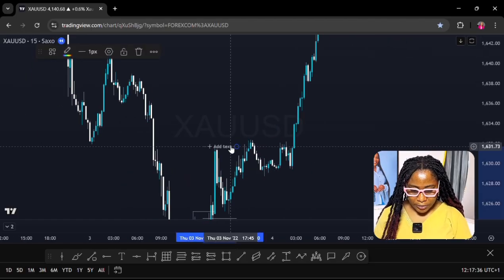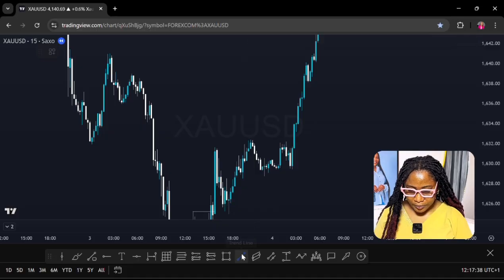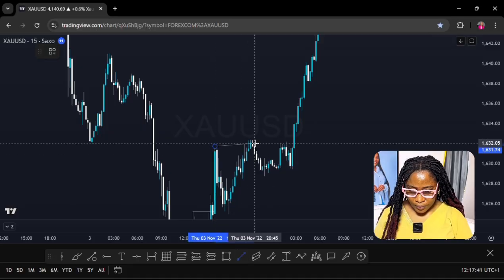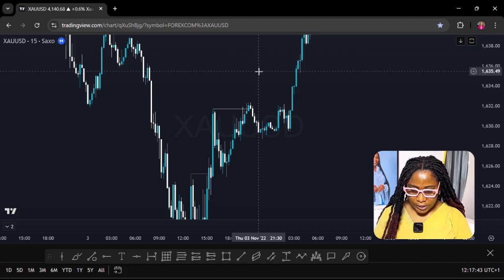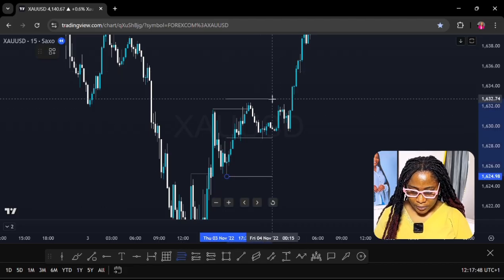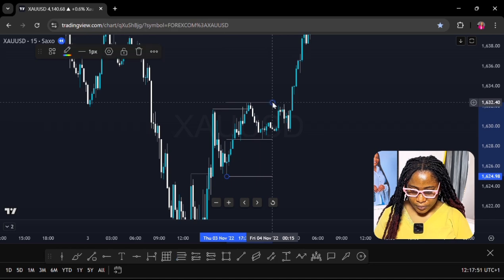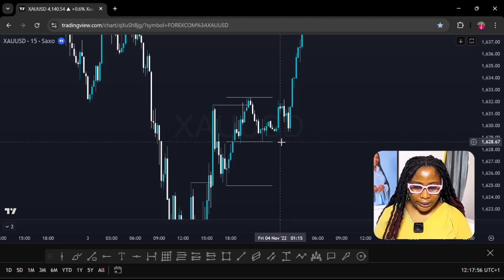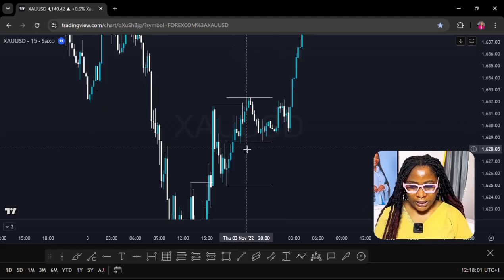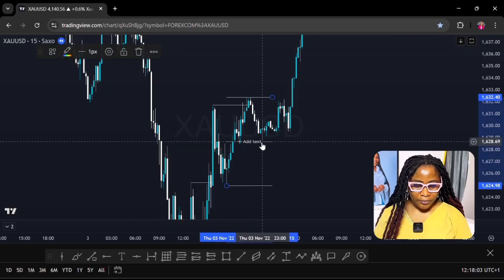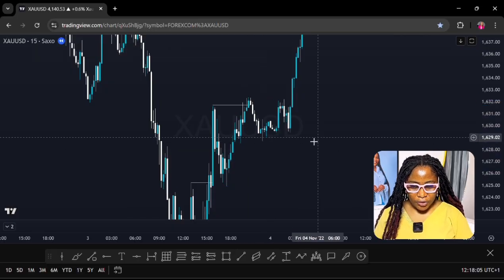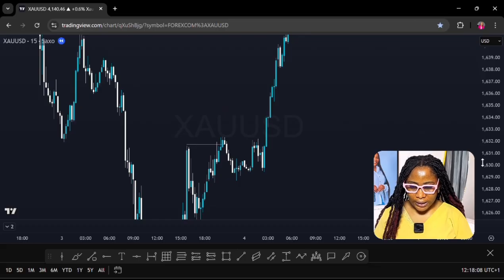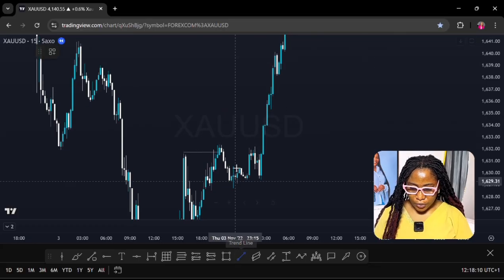Now we got another break right here. We got another break right here. So checking our discount level, we can see that price almost tapped within the discount, but it didn't. Someone would have bought here and they made money, but I would not be interested in this level at all. Yeah. That's why it is good you have an edge. You don't just jump into the market. You know what you're looking for and what you want to see.